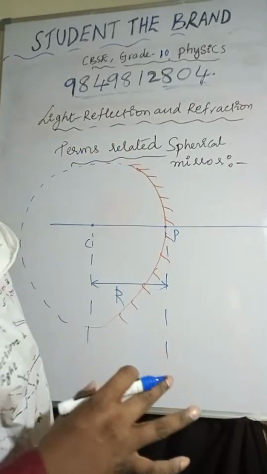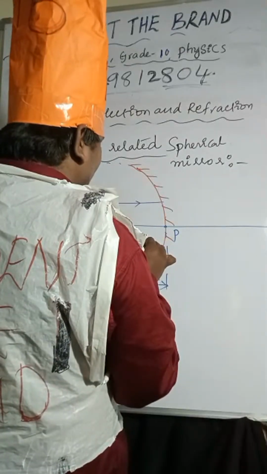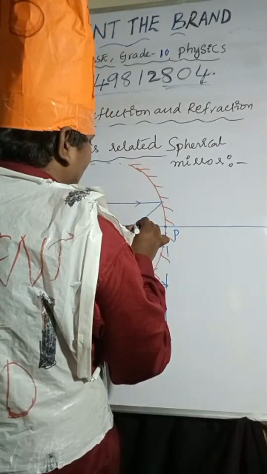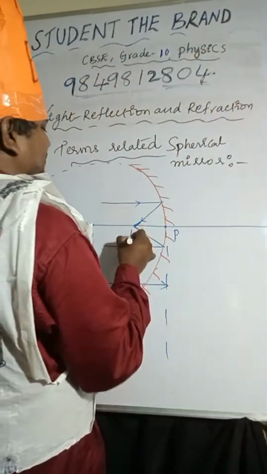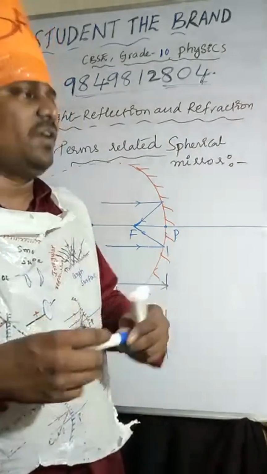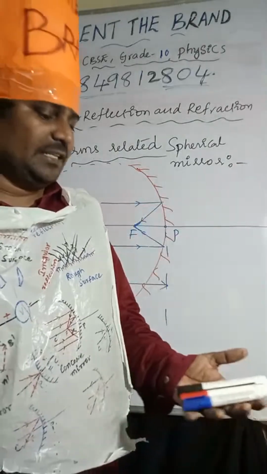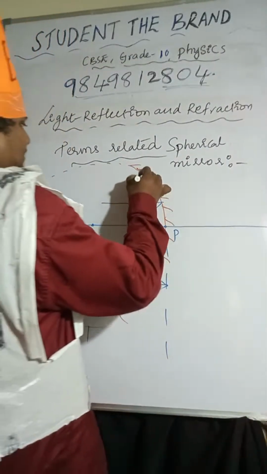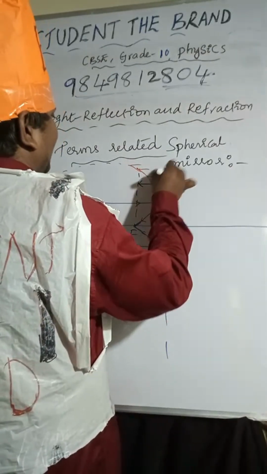After reflection, all light rays will meet at one point on the principal axis. That point where all light rays meet on the principal axis is called focus. The distance between focus and pole is called focal length.